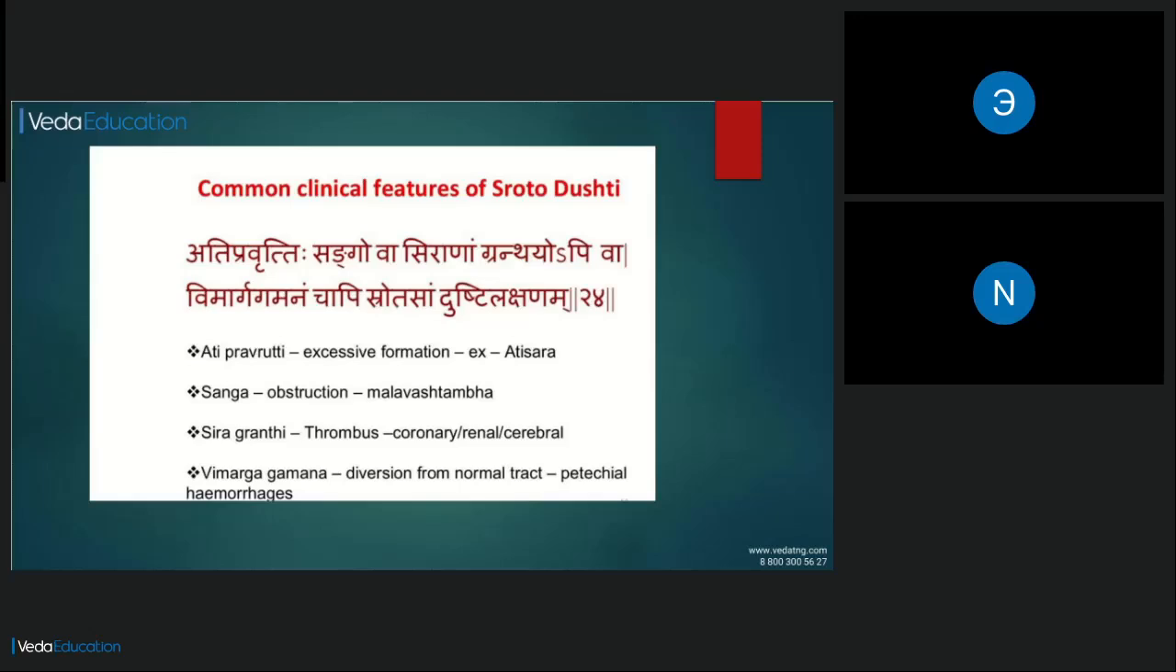Hence, it may be related with the heart also sometimes. So if there is some excessive activity of the respiratory system, there may be hyperventilation. How to treat that? Those things will be discussed in my lessons.